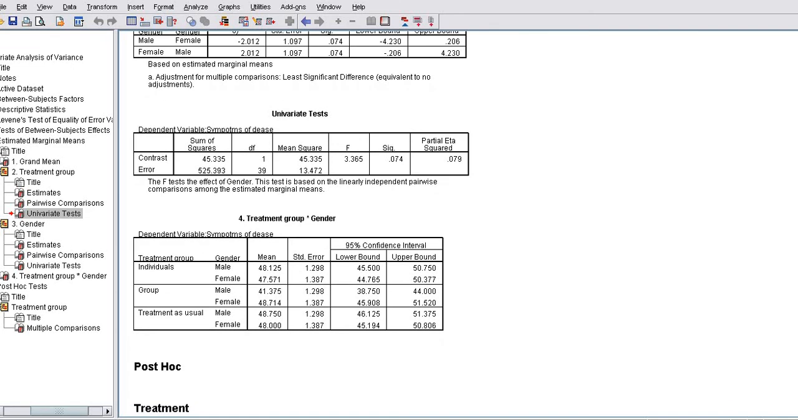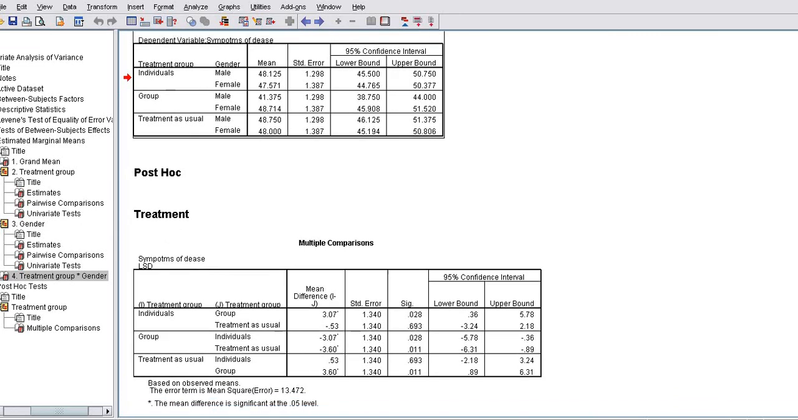Now in the fourth table, that is treatment group and gender, it is a comparison of the means of individuals male, individuals female, group male, group female, and treatment as usual male and treatment as usual female. Here the mean of each category is given, and standard deviation is also given here.